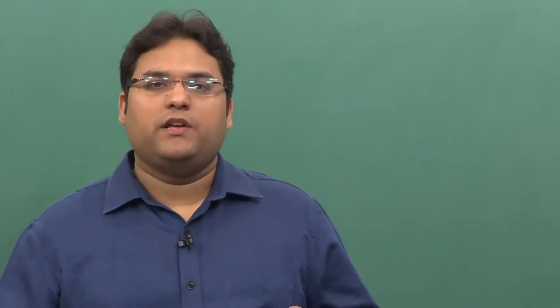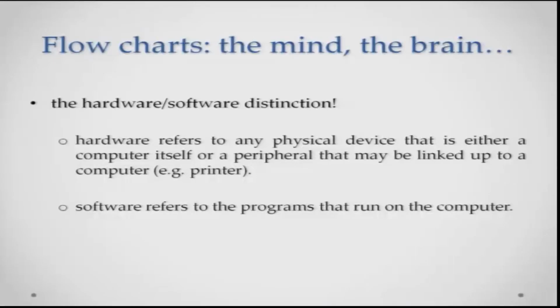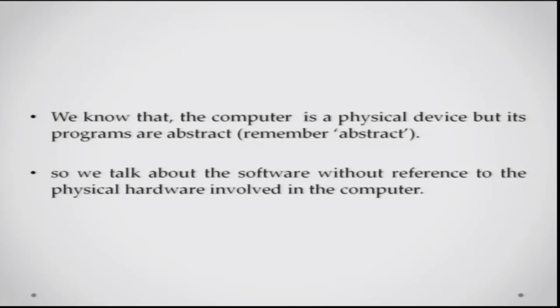Now, hardware refers to any physical device that is either a computer itself or a peripheral, like your mouse, your keyboard, things like that. Software refers to the programs that run on the computer. So, there is this distinction between what hardware is and what software is. The computer is a physical device, but its programs are abstract. So, whatever the computer does is abstract, that is the software part. We talk about the software generally without reference to the physical hardware of the computer.